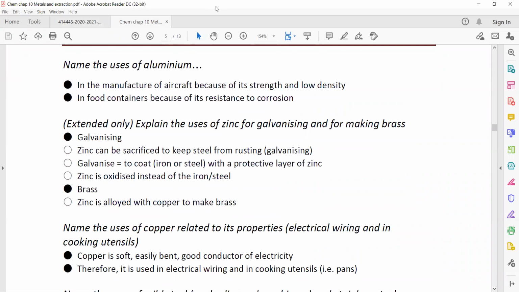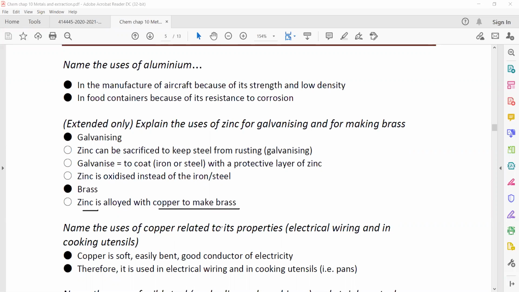So in galvanizing, what we do is coat the iron which we want to protect with zinc. And zinc is more reactive than iron, so zinc will rust instead of iron, or zinc will sacrifice itself instead of iron, and it will protect the iron from rusting. Whereas brass is a mixture of zinc and copper.